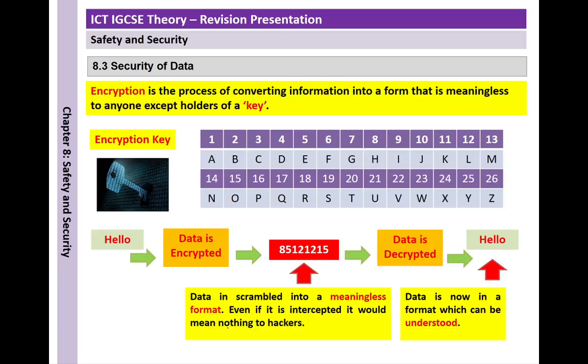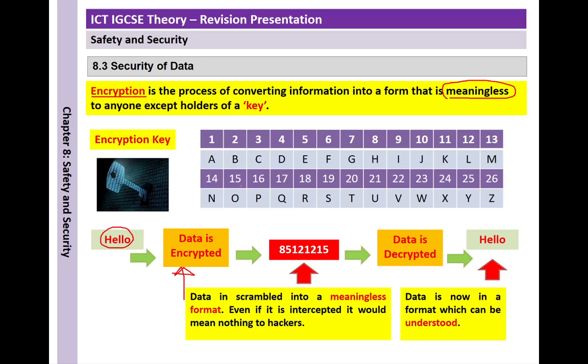Encryption. Let's talk about encryption. The S in the padlock or the S in the HTTPS protocol means it's encrypted. By encryption we mean the process of converting the information into a form that is meaningless to anyone except the one who has the key. For example, if I would like to send hello to someone and I would like it to be encrypted, I will use a key, an encryption key.